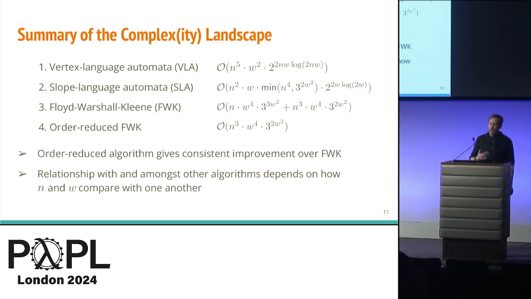What we see is that we have quite a complex landscape of different algorithms, and the relationship that they have with each other really depends on how the values of these two different parameters compare with one another.